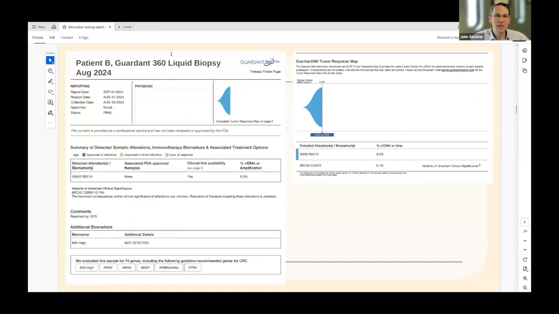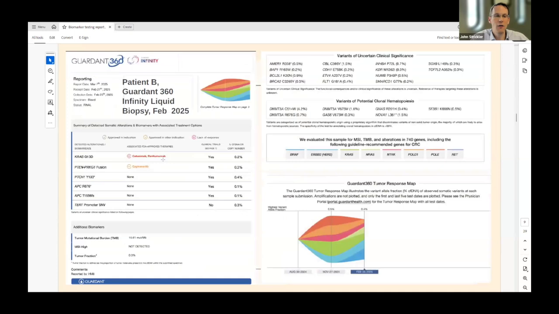So all we see now is this one mutation, GNAS R201H, coming in at 0.5%. Where did the KRAS mutation go? Well, this is an example of a low shedding tumor. That tumor volume is too low to make lots of DNA fragments to go into the bloodstream. Or the patient is on very active treatment that's suppressing that cancer in a way that it can't be picked up.